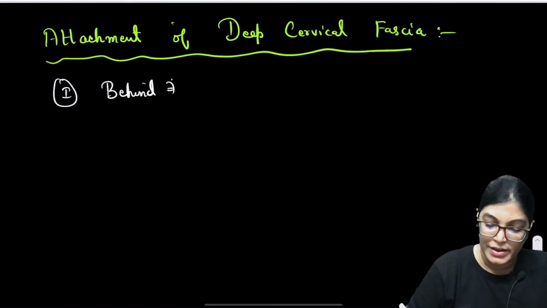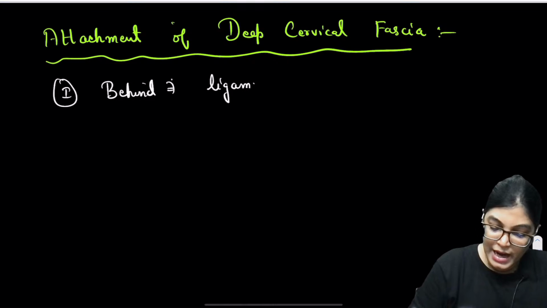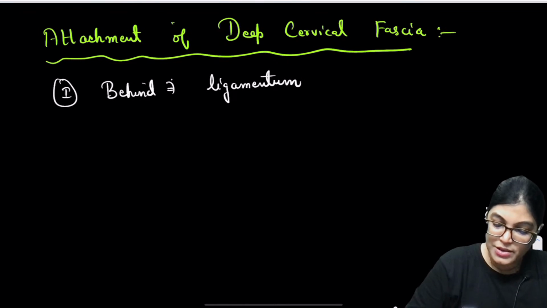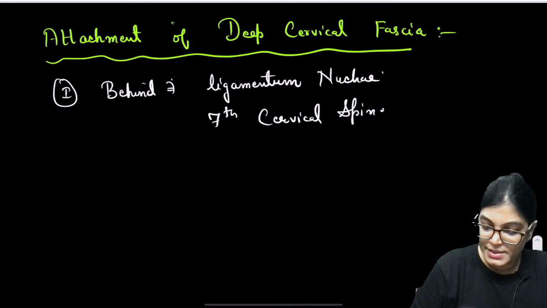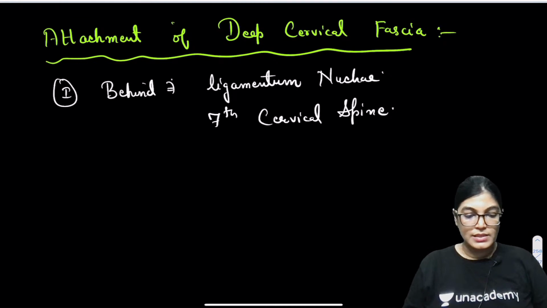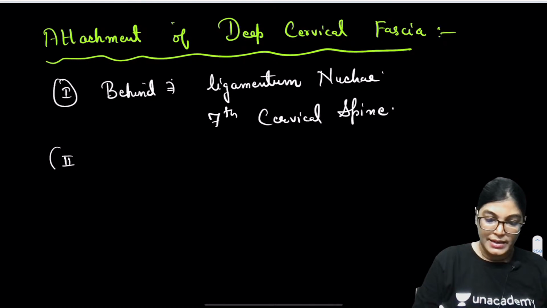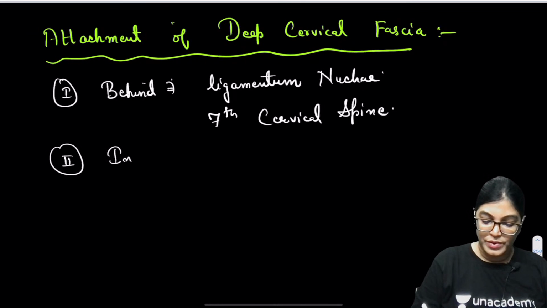So behind, deep cervical fascia is attached to ligamentum nuchae and the spine of the 7th cervical vertebra. This is the attachment behind. The second is, what is the attachment in front?